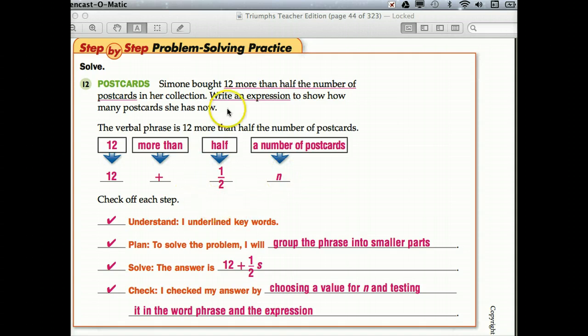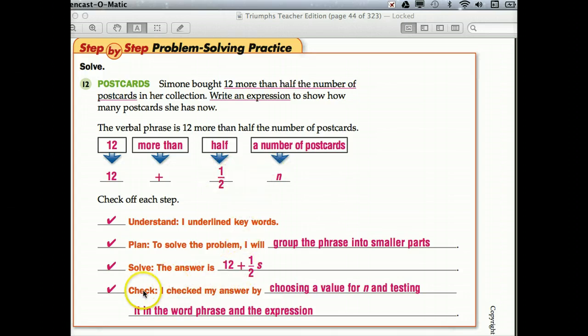So as you go through this problem, you can check off each step. This is a way to problem solve. First of all, you need to understand what they're asking you. So did you underline your keywords? Then you make a plan. How are you going to solve the problem? Well, you can group the phrase into smaller parts. That's what we did here when we broke it down into parts. Next, we need to solve it. So we have to translate it into number form so that we can solve it.